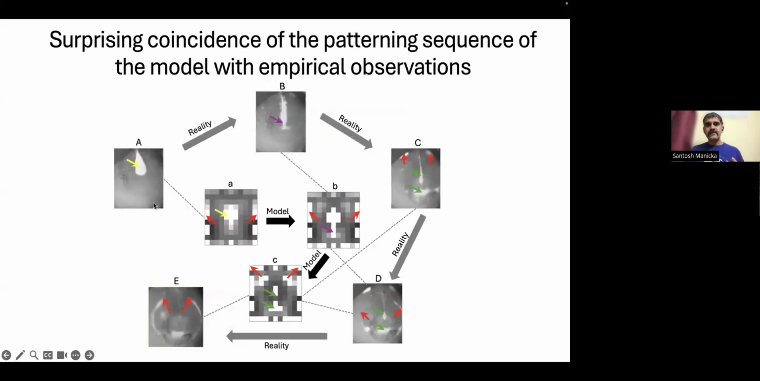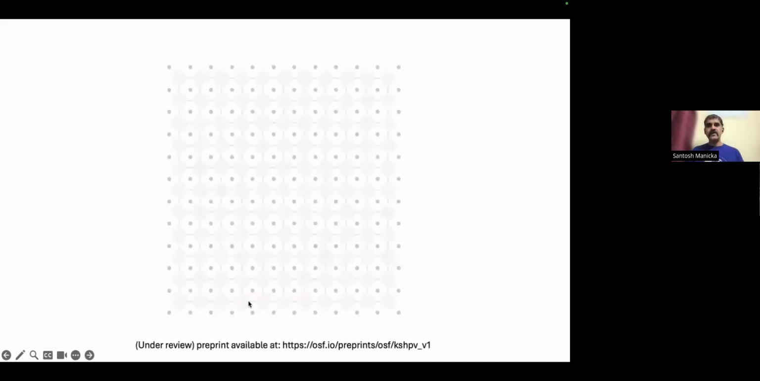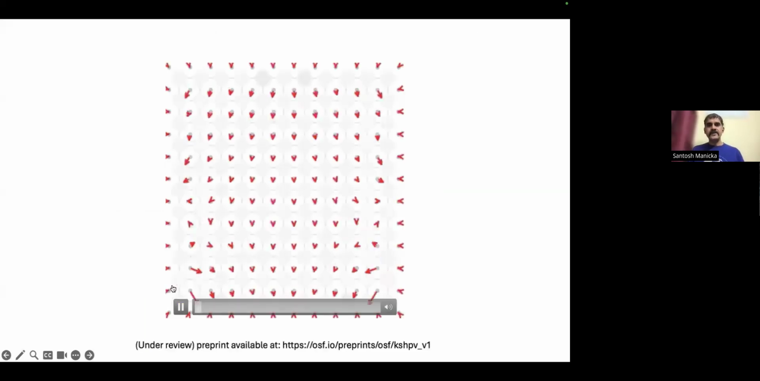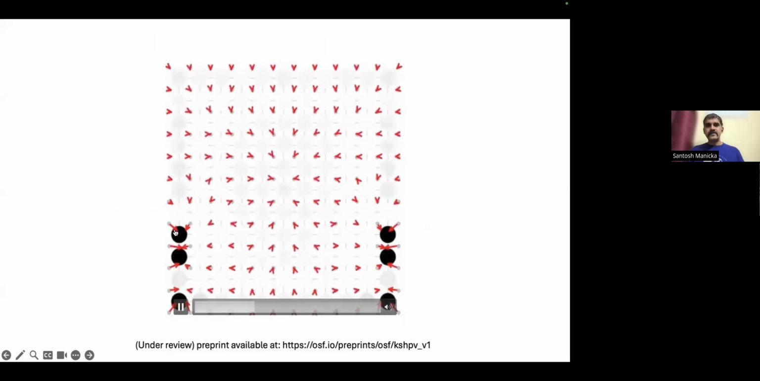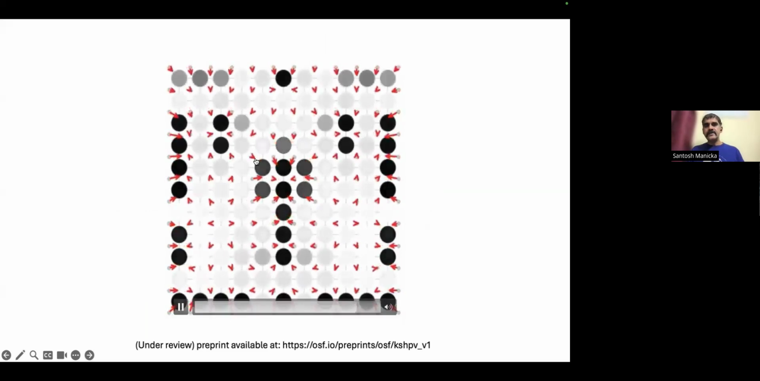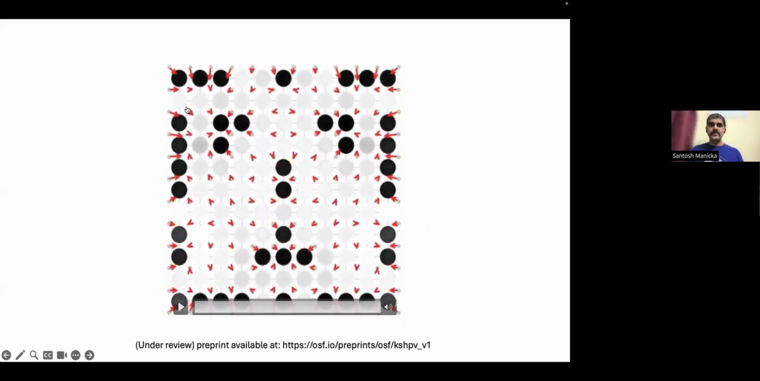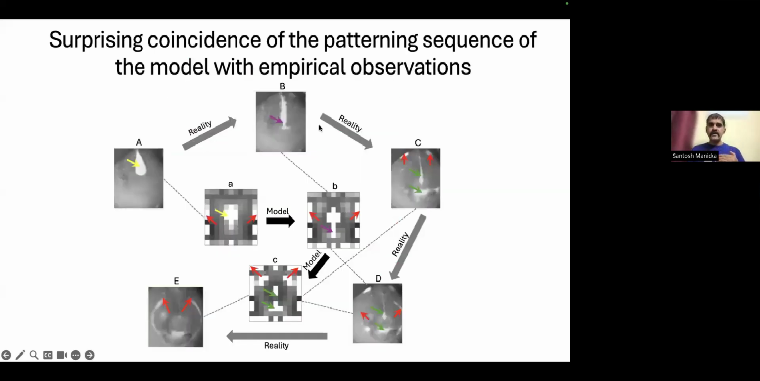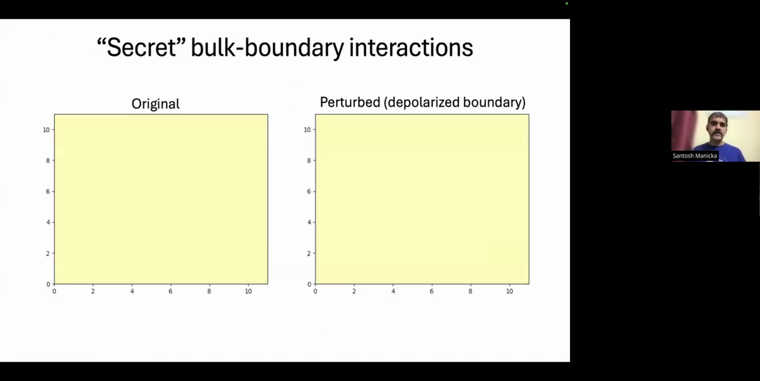And interestingly, there was a sequence of steps in this patterning, right? Some cells on the boundary turn black, and there is a specific sequence, and these seem to trigger some cells over here, and then they seem to trigger some cells on the boundary, and there is some sort of back and forth between the bulk and the boundary. And in reality, we see a similar sequence. And somehow the model was able to recapitulate that qualitatively to some extent. And so that was an interesting observation.